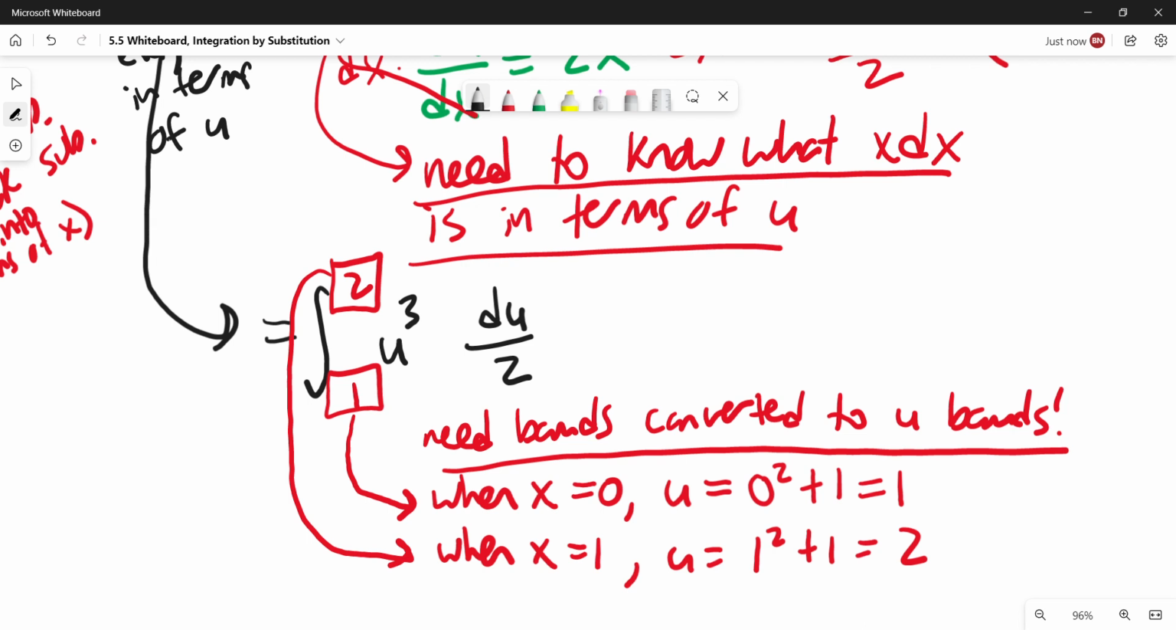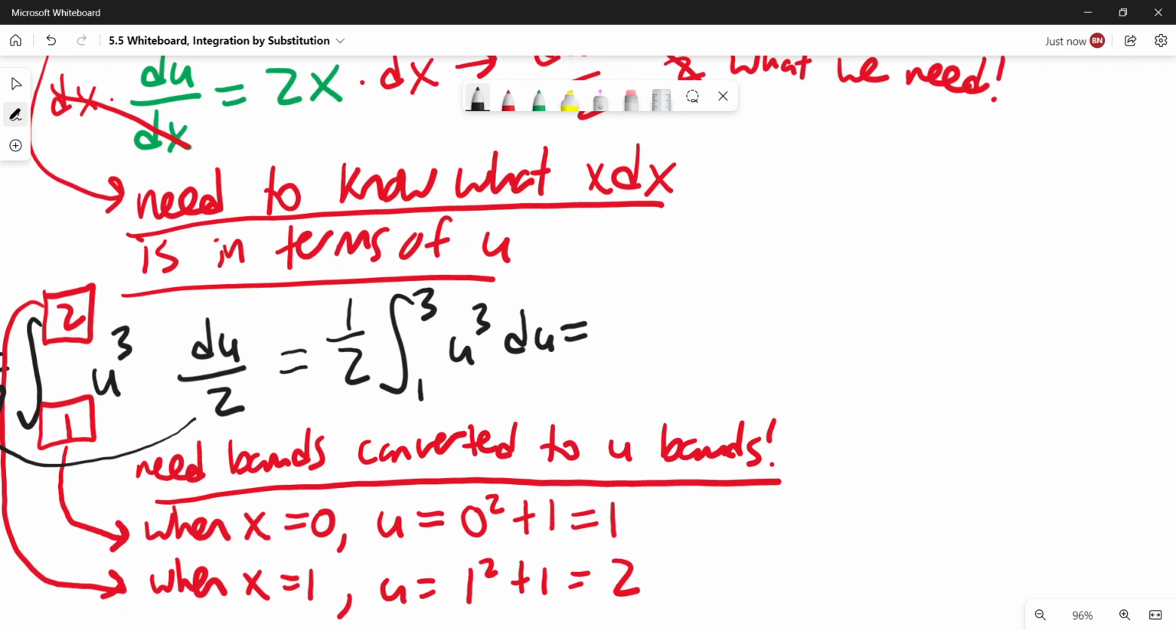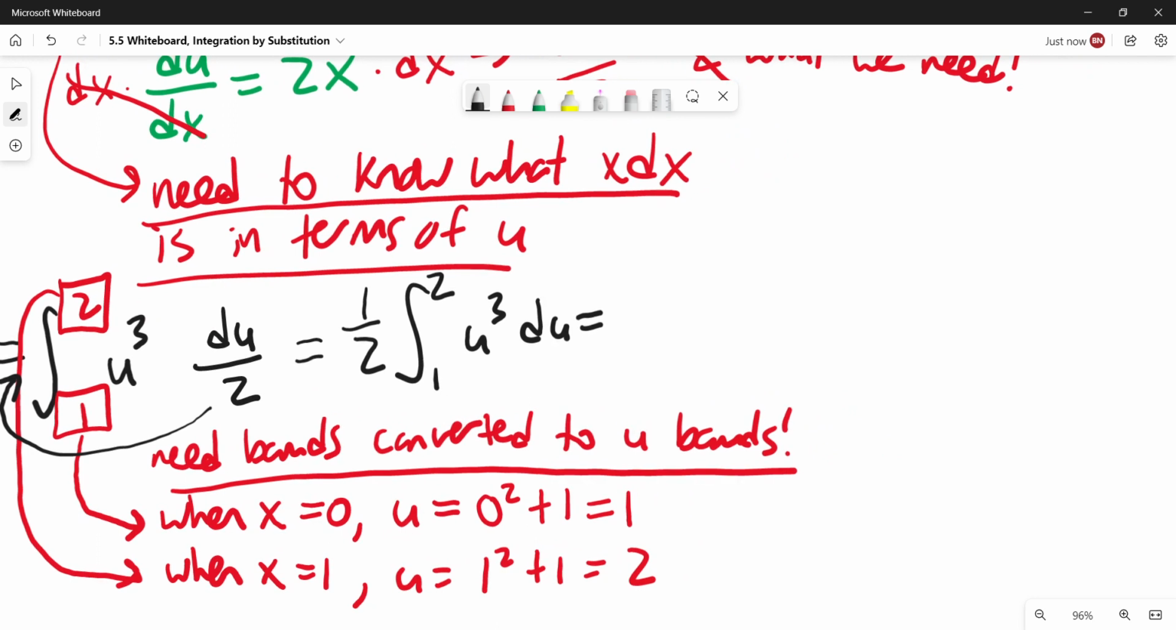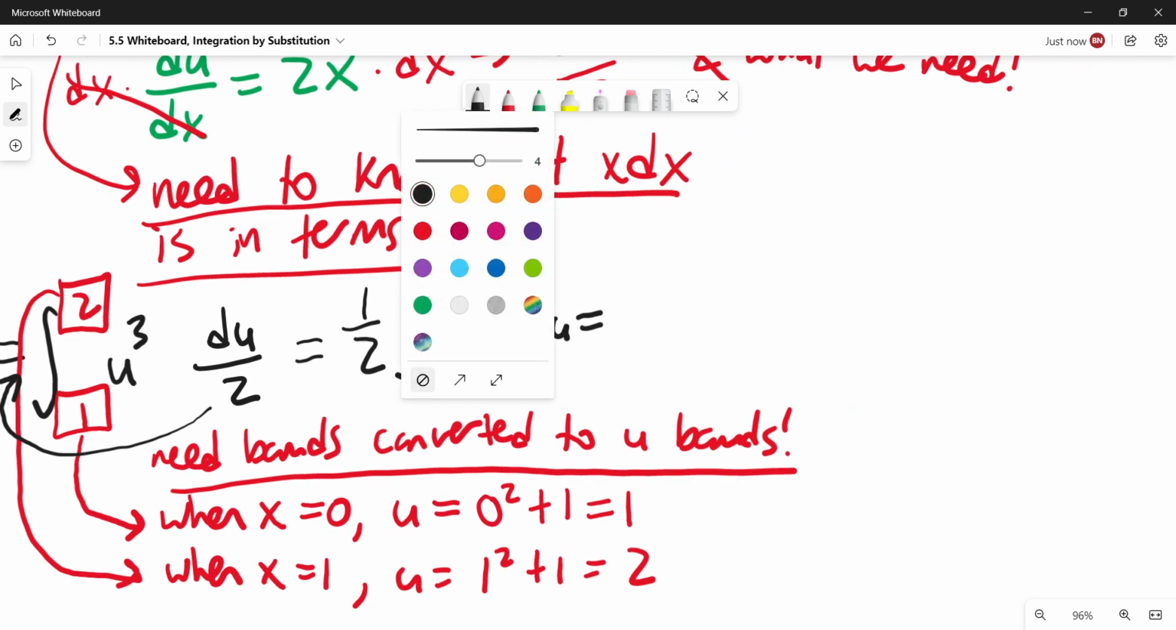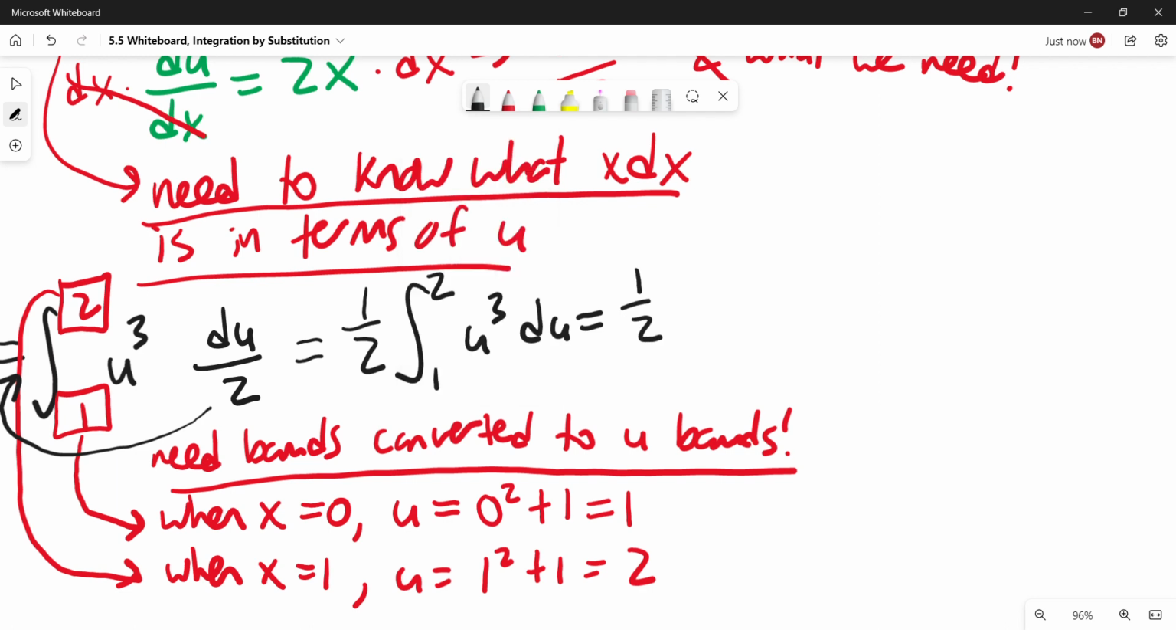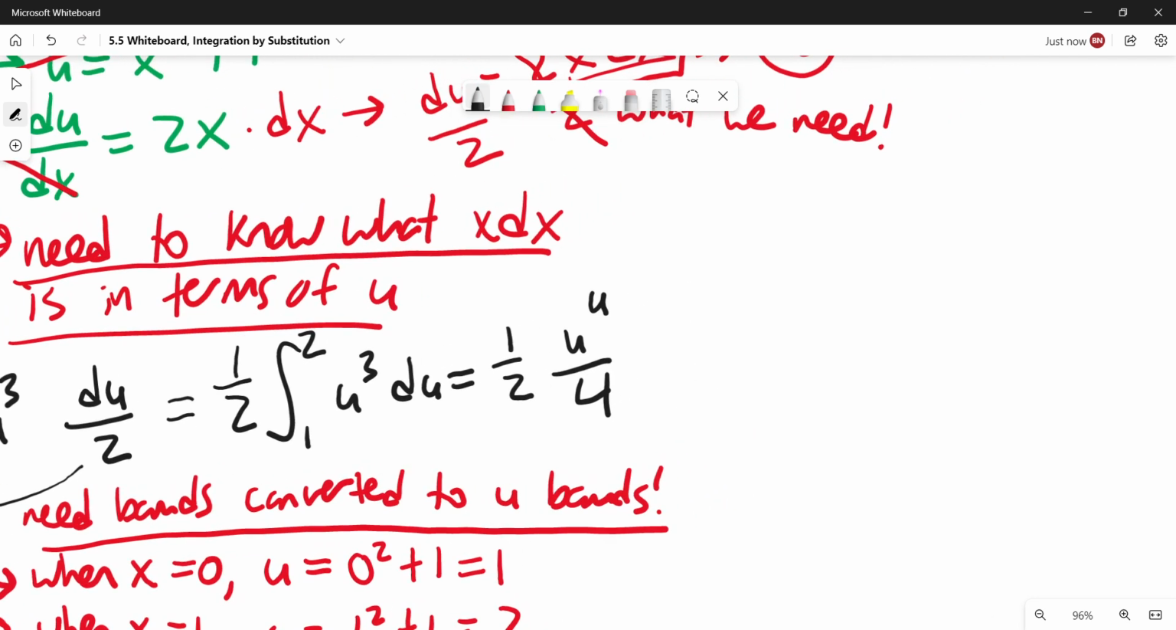And this 1/2 can be moved outside here. So 1/2 integral from 1 to 2 of u cubed du. And again, we can just stay in terms of u. Sorry, I wrote 3 at first, it's 2. Since we converted our bounds to be u bounds, we can keep on going. So 1/2 integral of u to the third is u to the fourth over 4. And we're not back substituting in terms of x. Since our answer is going to be a number, we don't have to ever back substitute as long as we use u bounds.